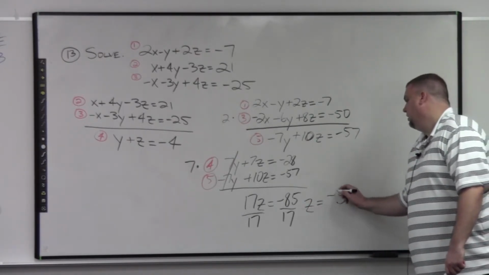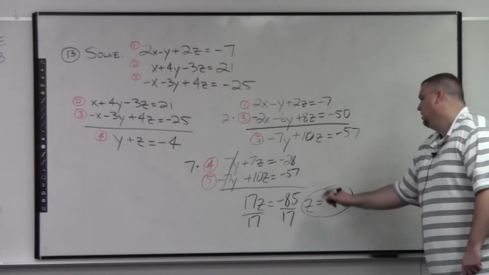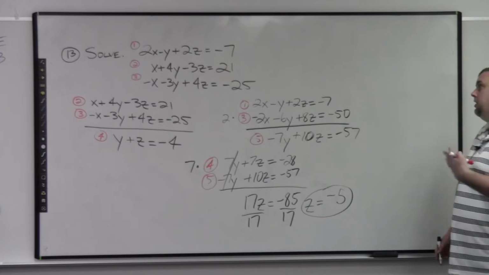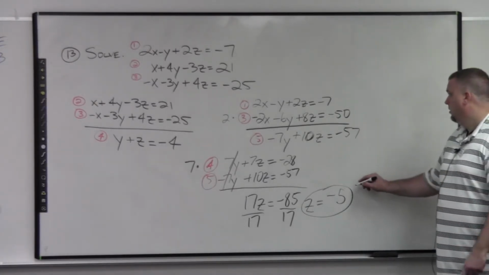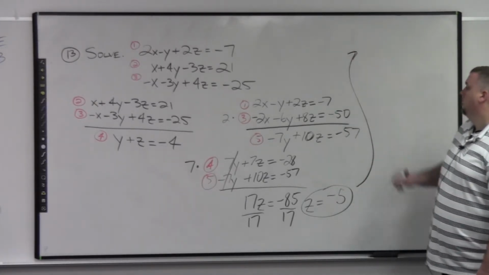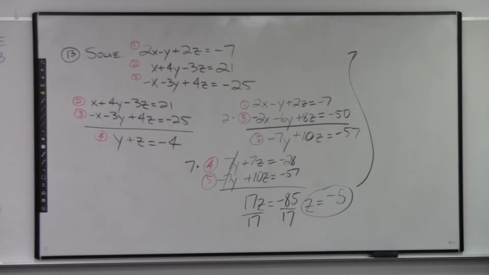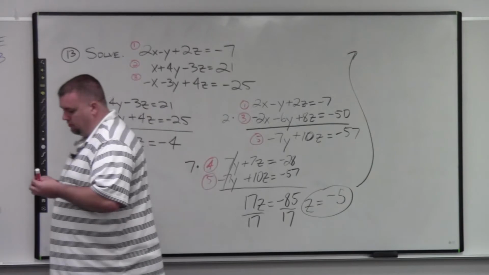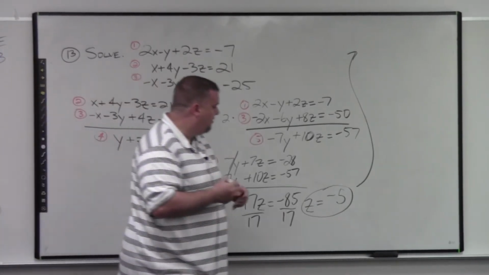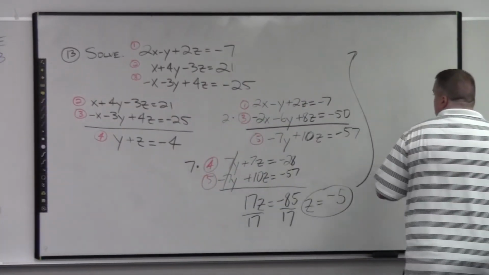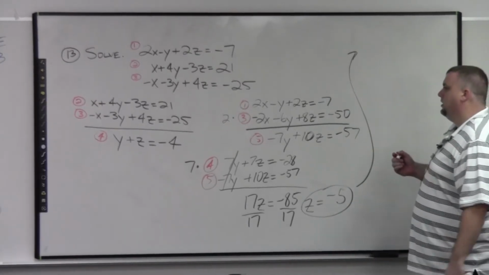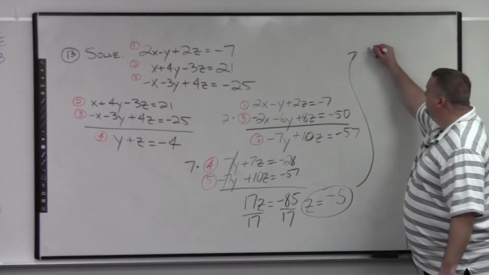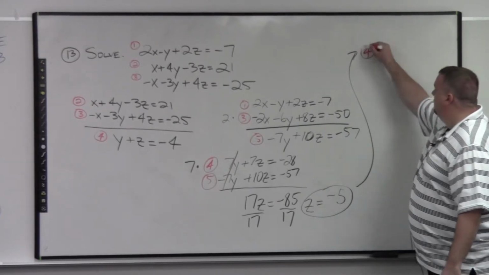Negative. So there's z, but in order to solve something completely and to be able to check it at the end, we really need to find the other letters. So let's take z and plug it back in. Where do we need to plug that back in to figure out one of the other letters? Yeah, equation 4 or 5. It doesn't matter which one, but I always like to use the easier one. Wouldn't equation 4 be the easier of the two? Right.